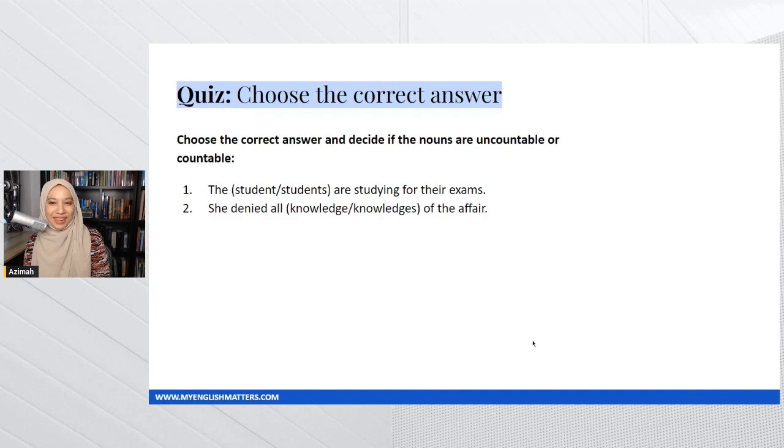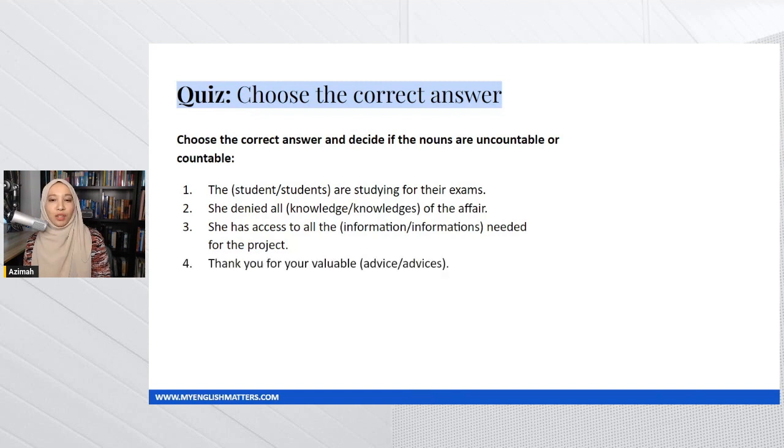Number 3, keep answering, guys. She has access to all the information or informations needed for the project. Countable or uncountable? Do you put an S or no S?